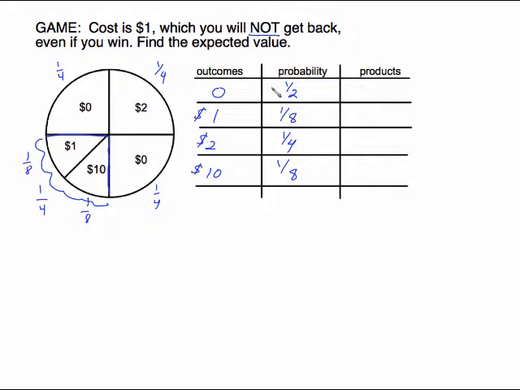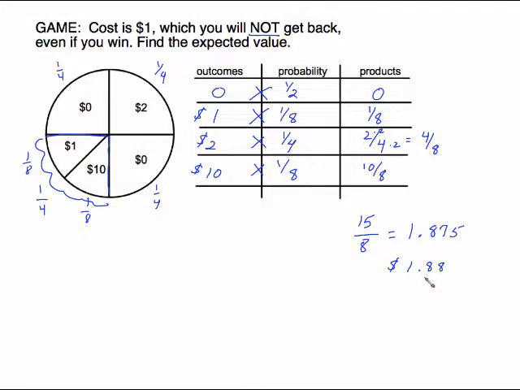Now the products, let's multiply straight across. So 0 times a half is 0. 1 times 1/8 is 1/8. 2 times a fourth, I'm not going to reduce because I'm going to need a common denominator in a minute. 10 times an eighth is 10/8. The common denominator is eighths, and if I multiply bottom and top by 2, I get the fraction 4 over 8. And if I add all this up, it is 15 over 8. Now, since we're talking money, let's change it from a fraction to a decimal, and this is 1.875, which I'm going to round off to $1.88.